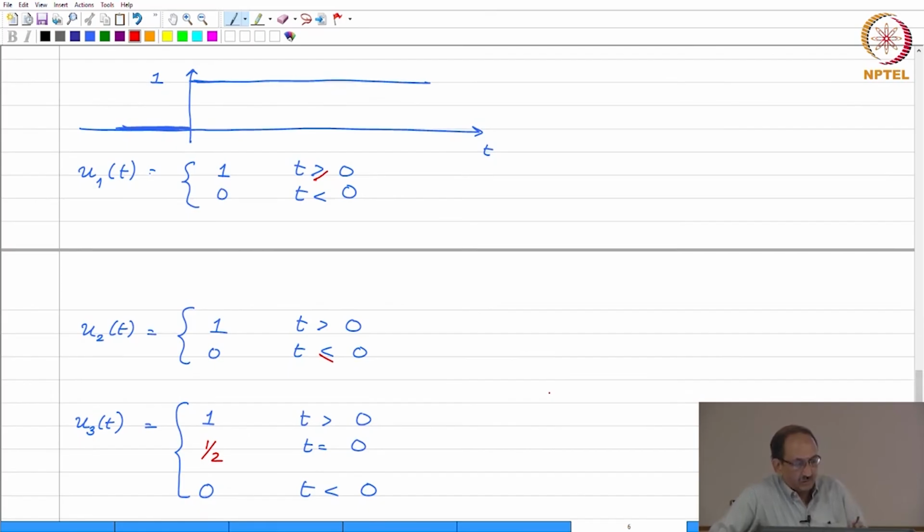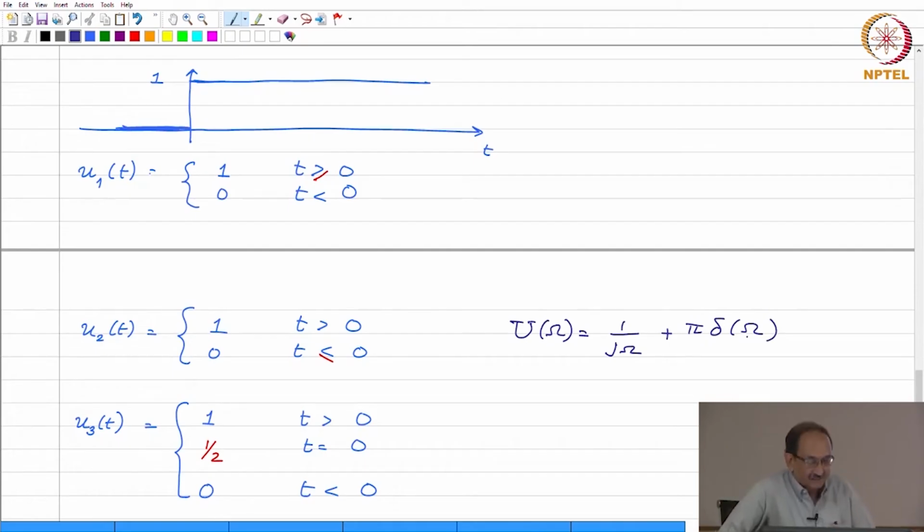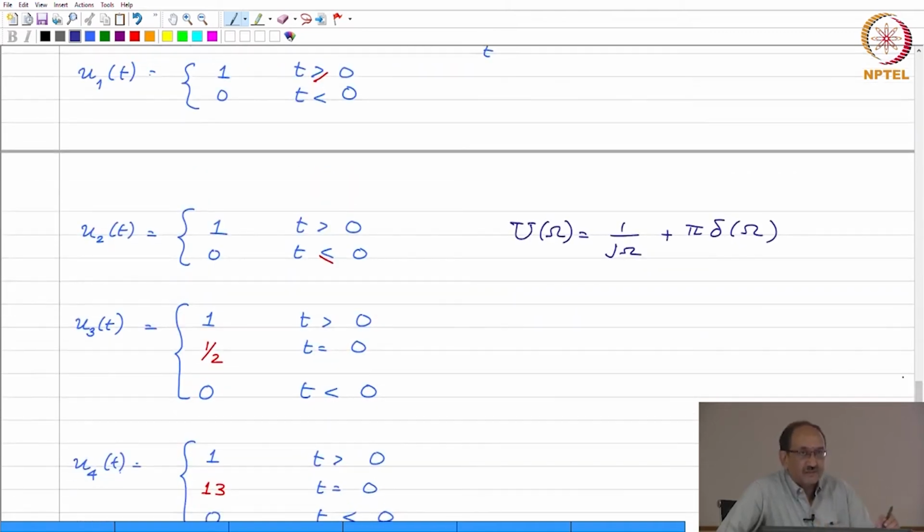So, let us focus on the CTFT of u of t, all right. So, let me call the CTFT as U of omega, and then if you recall your continuous time Fourier transform, U of omega is 1 by j omega plus pi delta of omega. Okay. So, now we have various definitions of u of t, and this is the transform of u of t, which begs the question of which u of t.